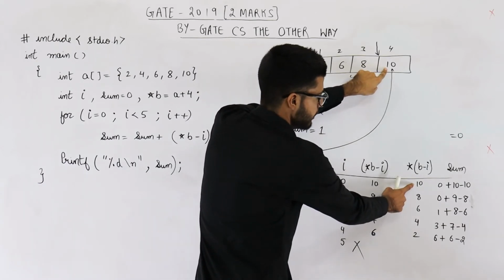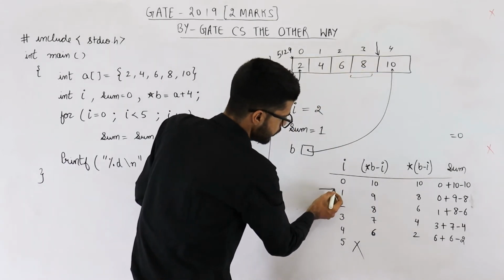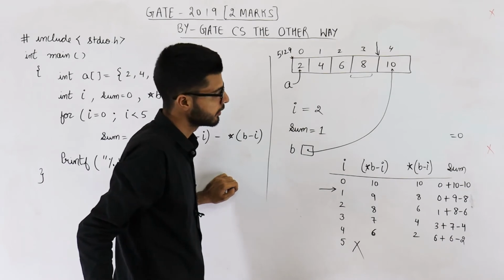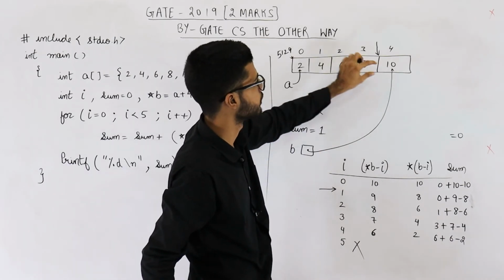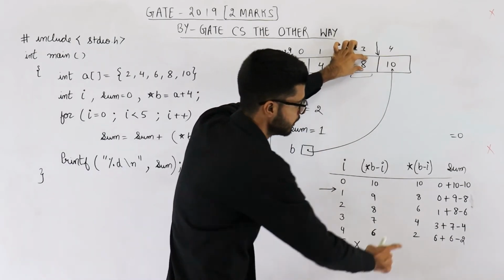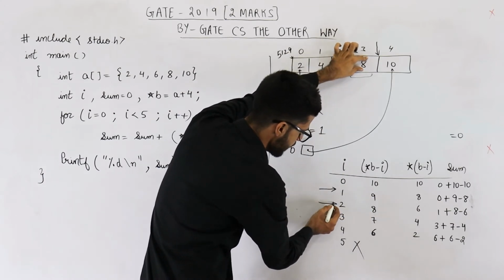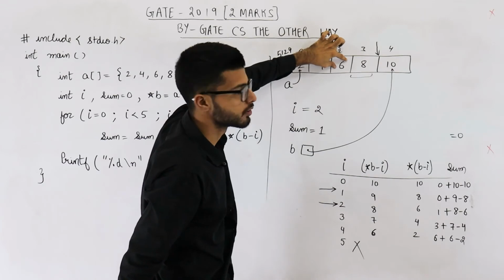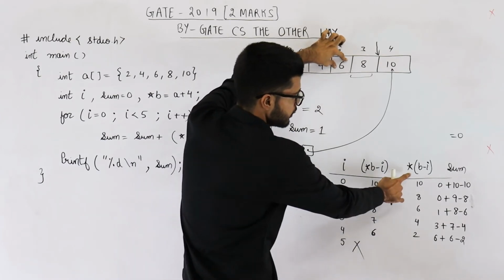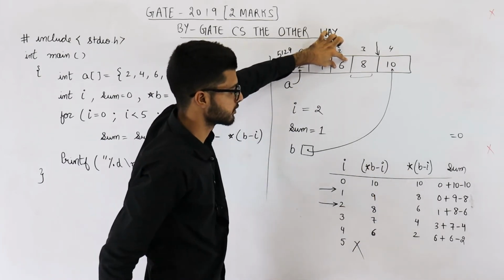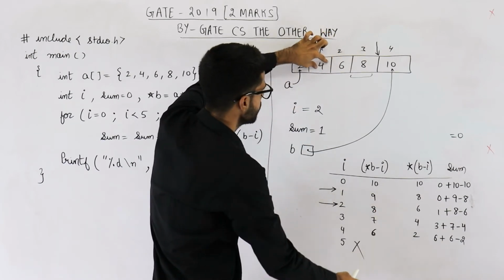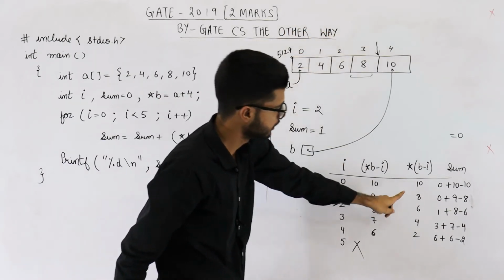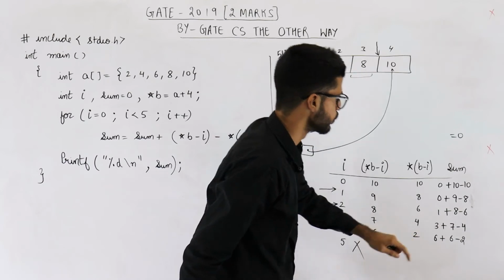It is 10. Now when the I value becomes 1, that means b minus 1. So this address, take this value. It is 8. Then when I is equal to 2, b minus 2 will be this address. So take this value. Star means take the value at that address. So it is 6. Next time it will be 4, then it will be 2. Okay. So 10, 8, 6, 4, 2.